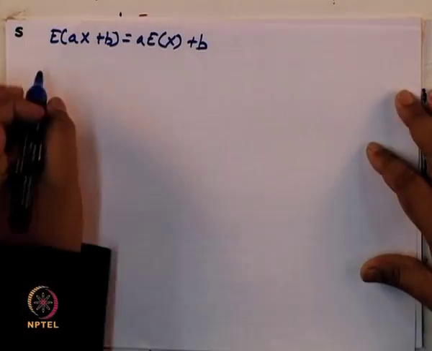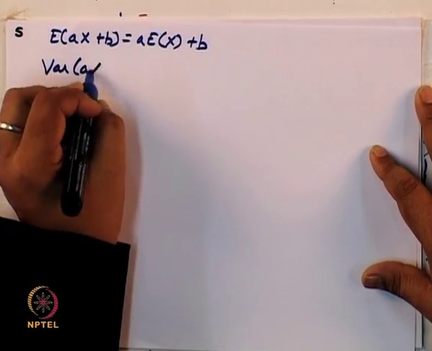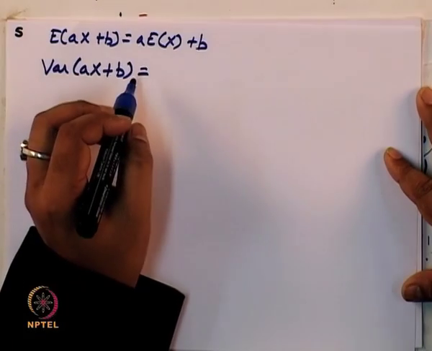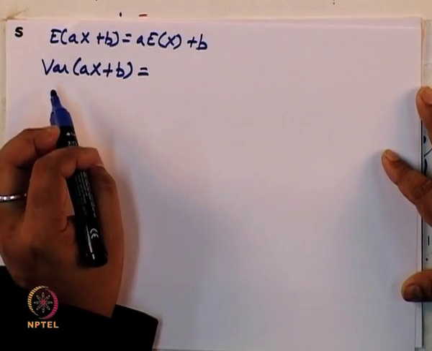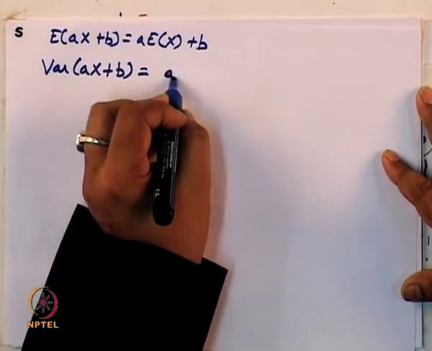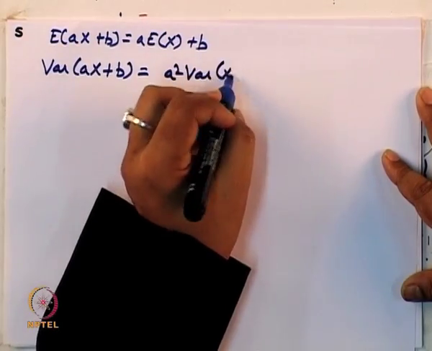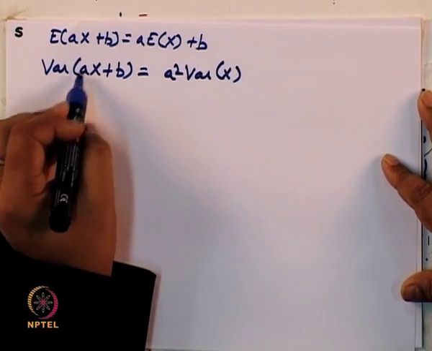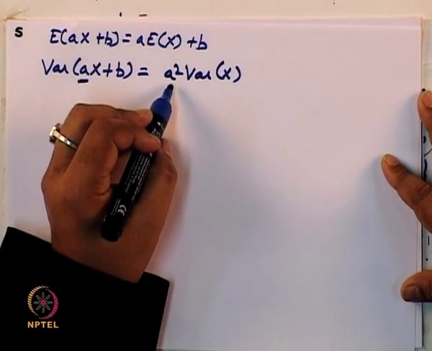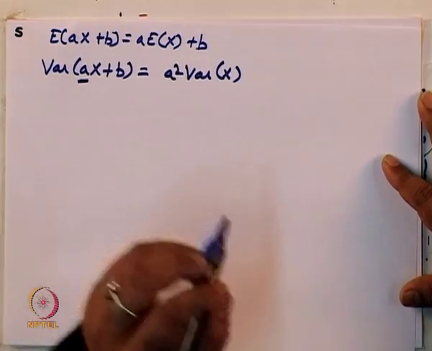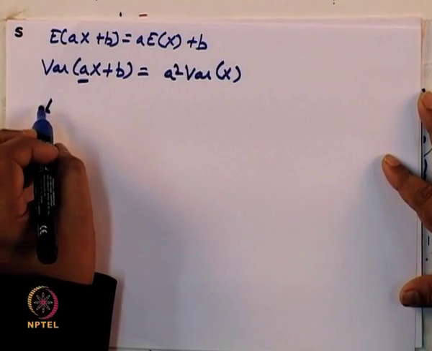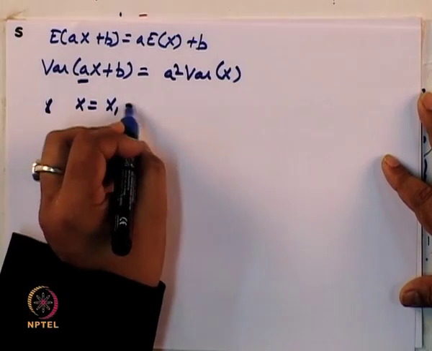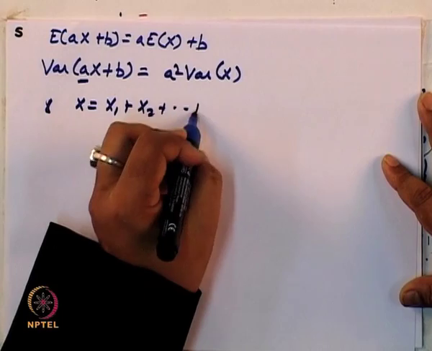So what do we get for variance of aX plus b? I don't need to derive this equation, but what we found was that variance of aX plus b is nothing but a square variance of X. Variance of a constant is 0, and when you have a prefactor scalar multiple, it just takes the square form.